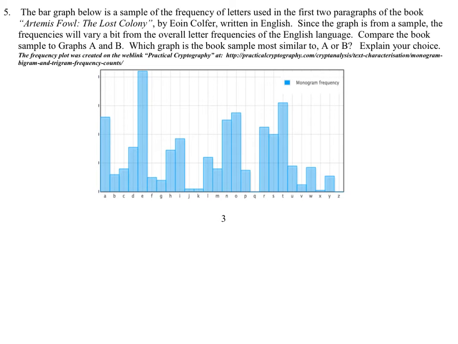The bar graph below is a sample of the frequency of letters used in the first two paragraphs of the book Artemis Fowl: The Lost Colony by some dude or lady, I don't know. Since the graph is from a sample, the frequencies will vary a bit from the overall letter frequencies in the English language. Compare the book samples to graphs A and B. Which graph is the book sample most similar to, A or B?